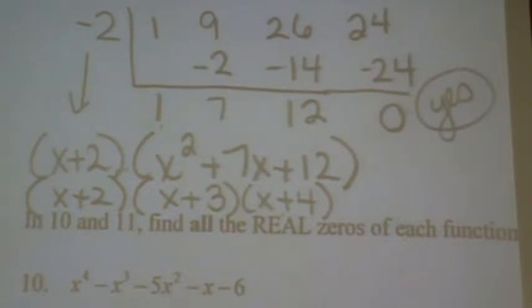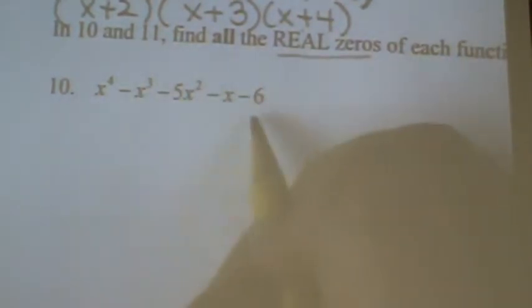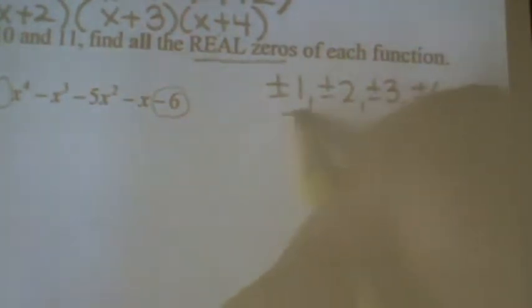Okay, number 10. It's finding all the real zeros. Real zeros are the ones rational and irrational, like square root of 3, square root of 2, 1, 2, a half. So this is one where you have to use that p over q, because I can't factor this. So that's your p value and this is your q value. What numbers go into 6? 1, 2, 3, and 6 over 1.